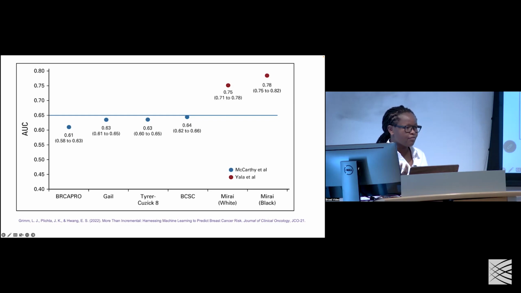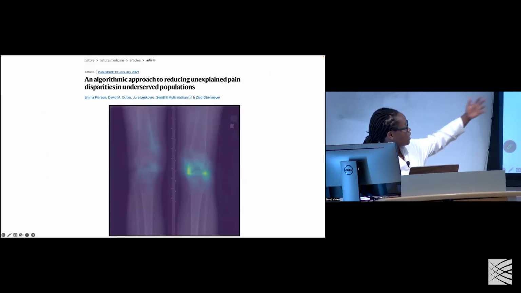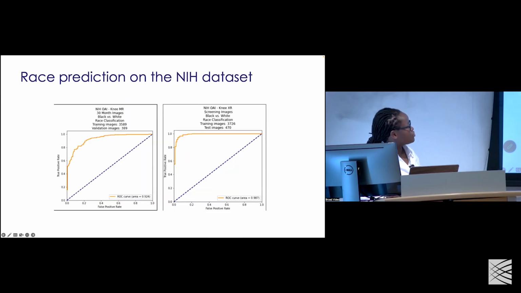And it's okay if we can harness that signal. But remember, the population is changing. There are many people now who identify as mixed race. And so how will this model work for these patients? And we've seen the same type of work by Emma Pearson looking at osteoarthritis, showing that AI models can narrow the disparities for pain. And when you look at the data set that they used for predicting this finding, we see that it's pretty easy to tell what the risk of the patient is.